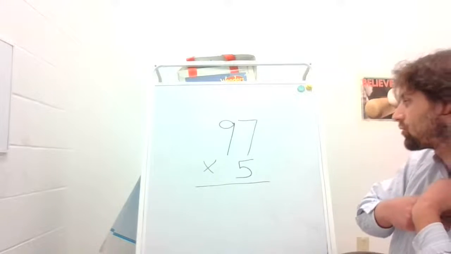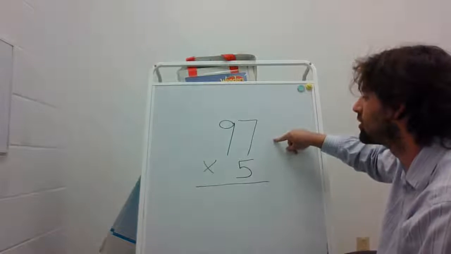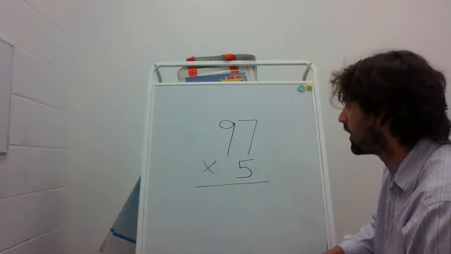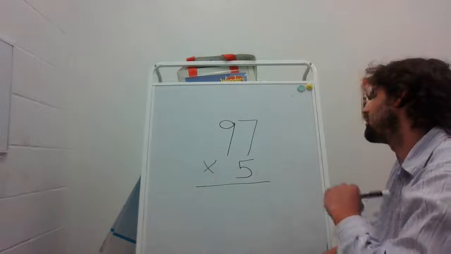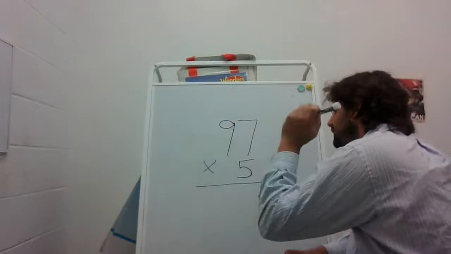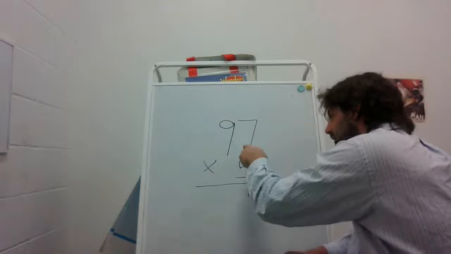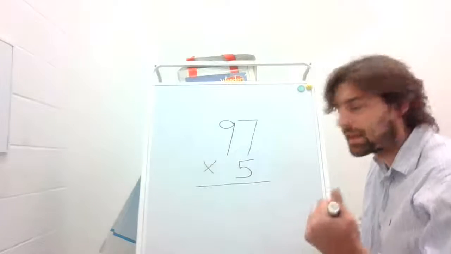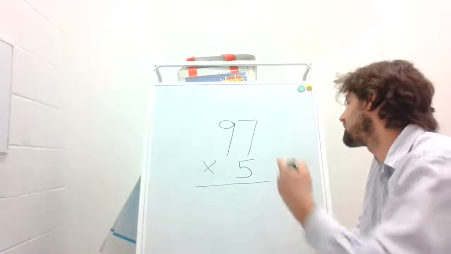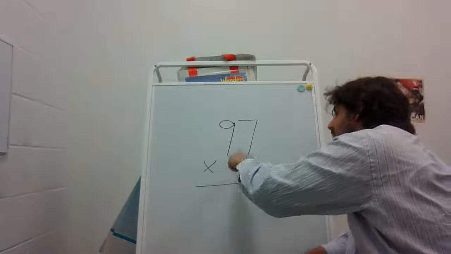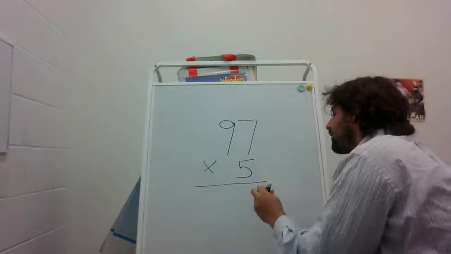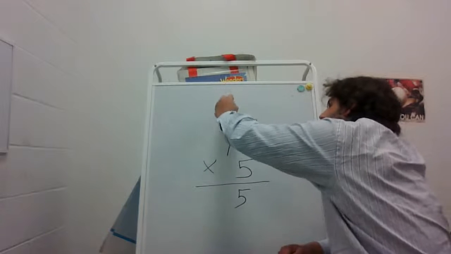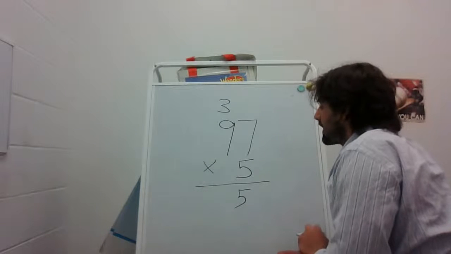I am going to demonstrate how to solve two-digit, one-digit multiplication problems with the regrouping strategy. So 97 times 5. What we are going to do here is multiply both digits times 5, starting with the digit in the ones place. So 7 times 5 equals 35. Since the product is 10 or more, we have to regroup. The 5 in the number 35 goes in the ones place. The 3 in the number 35 goes in the tens place.